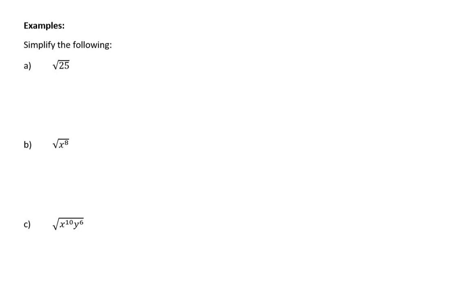First question, square root of 25. So in my head I said to myself, what multiplied by itself gives me 25? Now you could use your calculator, but hopefully we start to know our cube roots and our square roots of small numbers. So I know that 5 times 5 gives me 25. So the square root of 25 is 5.